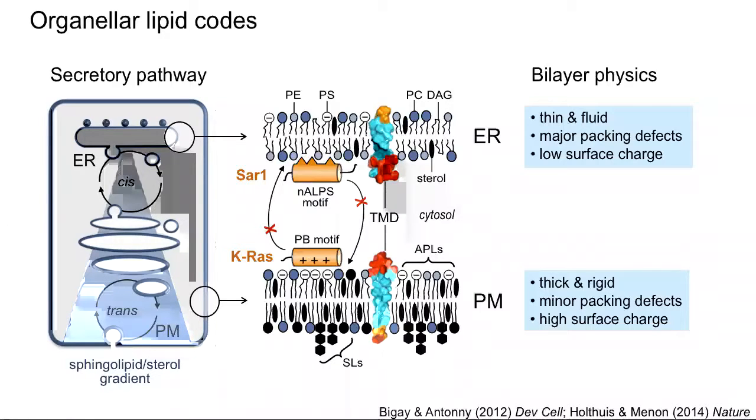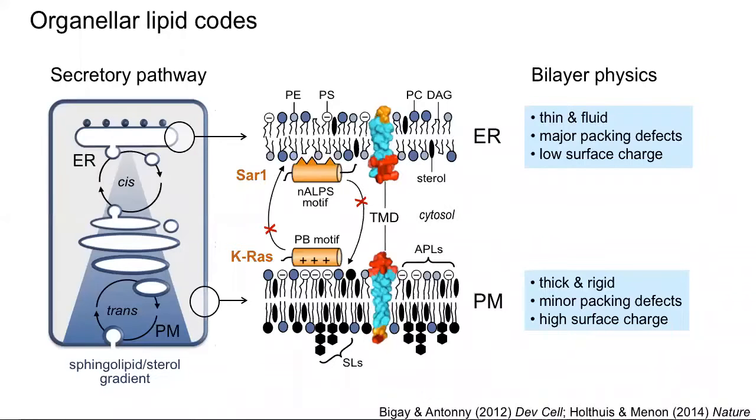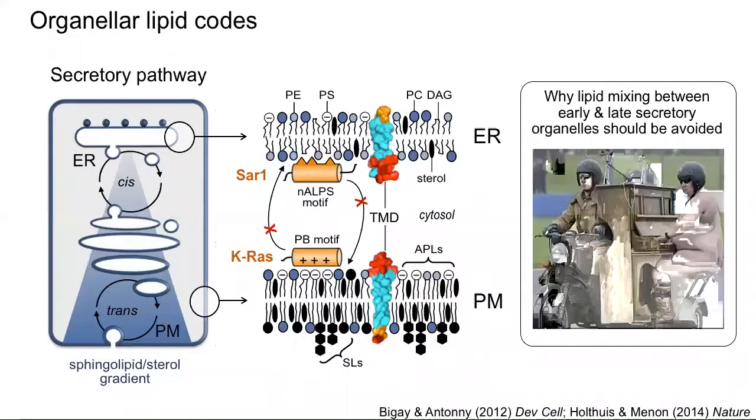plasma membrane. And therefore, it's really crucial that cells avoid lipid mixing between the ER and plasma membrane, as this would destroy the lipid codes of these organelles, which I think in turn would likely result in promiscuous interactions, or even worse, a complete breakdown of law and order, as depicted here, with some apologies for the nudity on display.